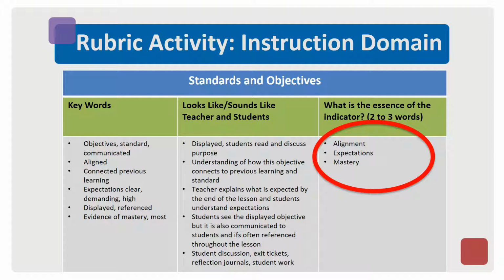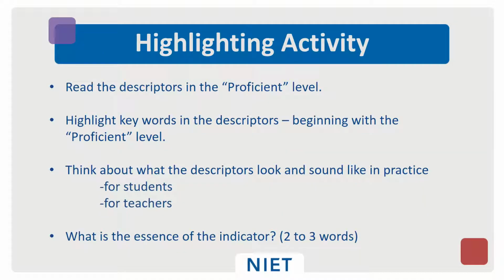So, if we needed to summarize the standards and objectives indicator, we would tell teachers the indicator is about alignment, expectations, and mastery. Now, take some time to complete the activity for the remaining instruction indicators on your own. After highlighting, remember to record your responses in each column of Handout 2. When you finish this activity, move to the next slide.